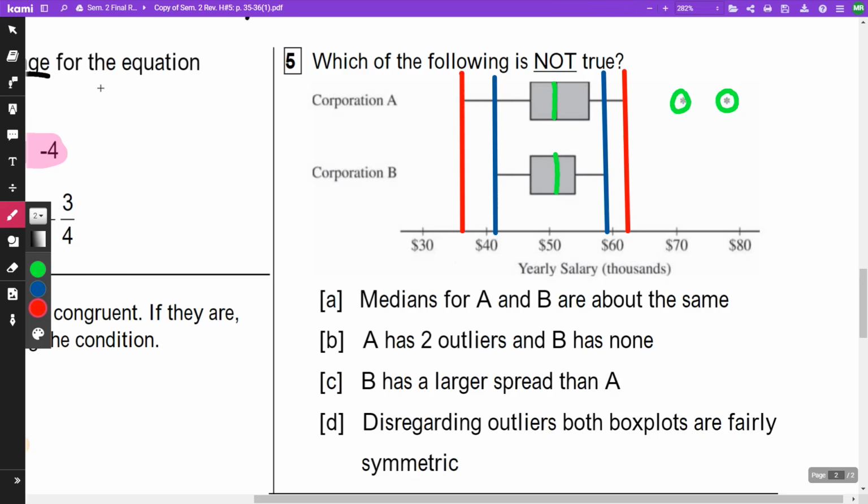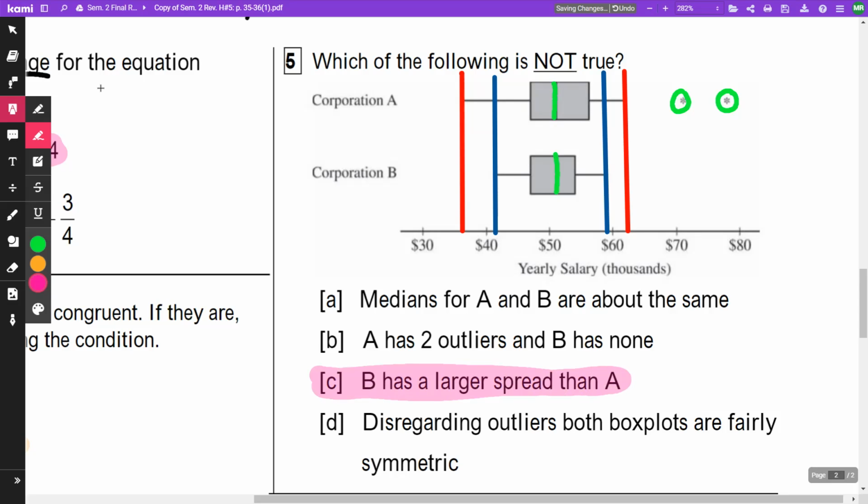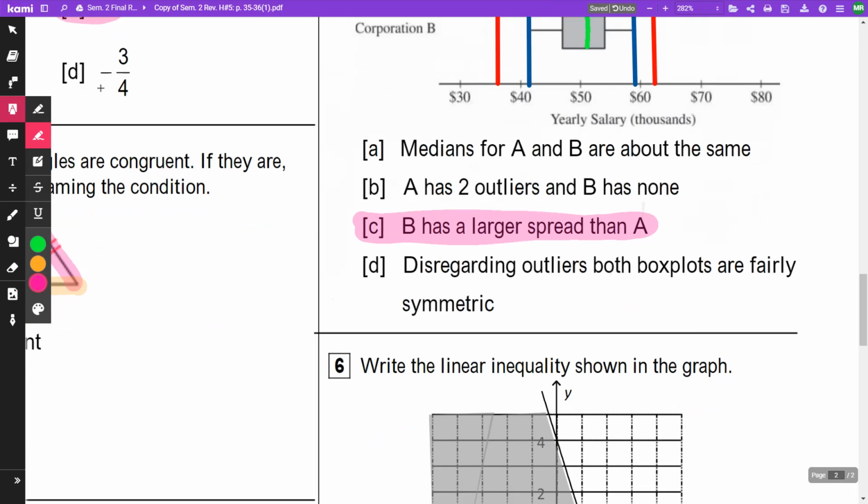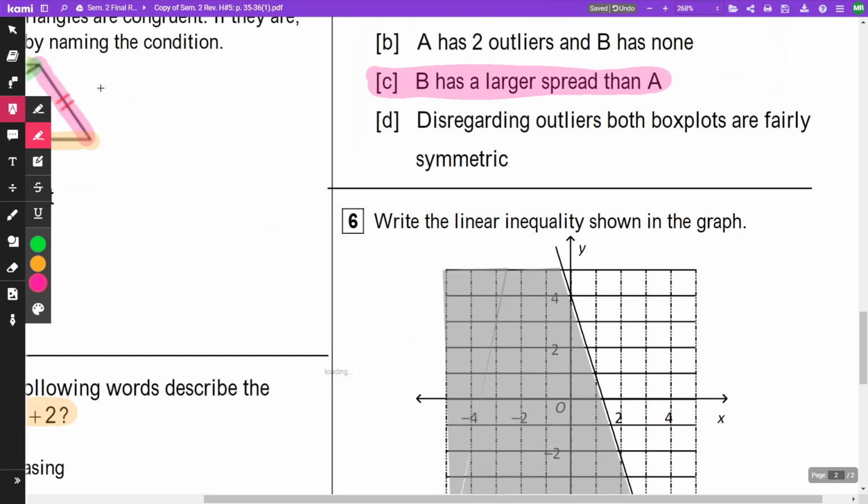Disregarding outliers, both box plots are fairly symmetric. And there it's fairly symmetric. The bottom one definitely is more so than the other. But we're trying to figure out what's not true. So what's not true is going to be that B has a larger spread than A. Its range is definitely smaller.